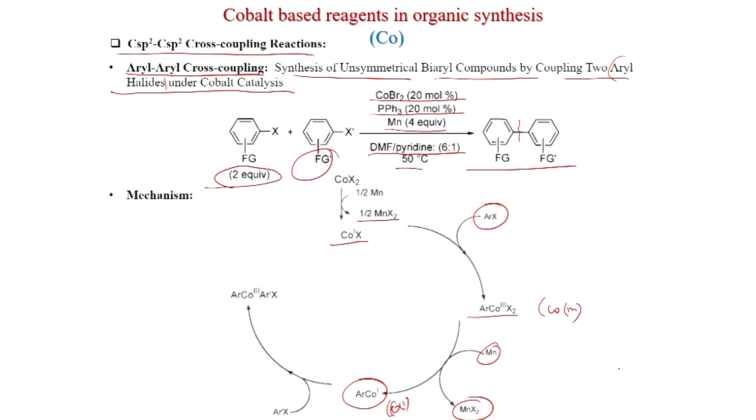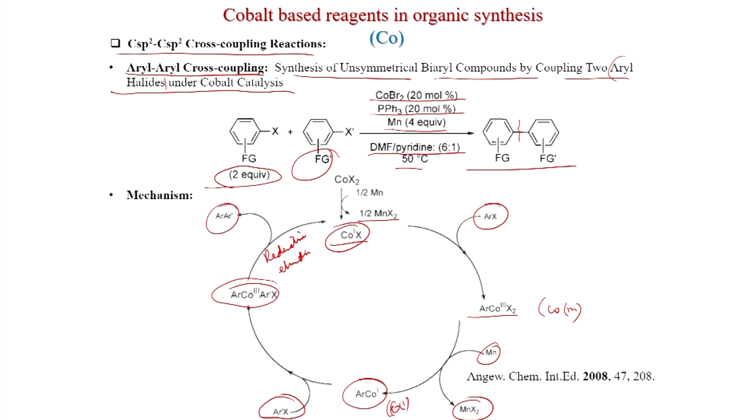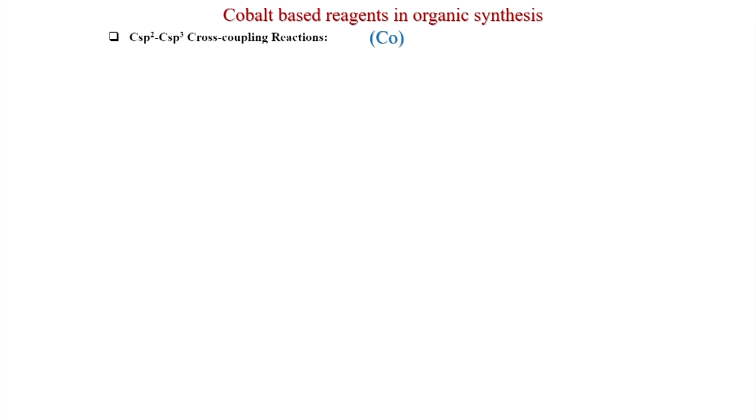So, after the addition of a different molecule, Ar dash X will oxidatively add here. So, you get this cobalt 1 again becoming cobalt 3, and now the reductive elimination will happen. So, cobalt 3 becomes cobalt 1, and you get this cross coupled product. This was published in Angewandte Chemie International Edition 2008.